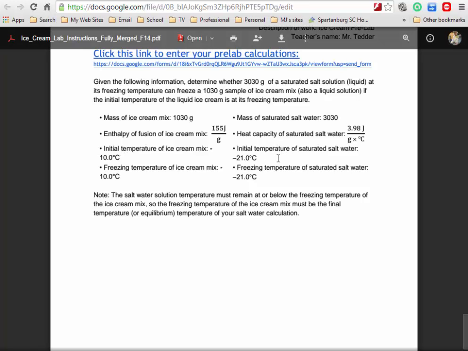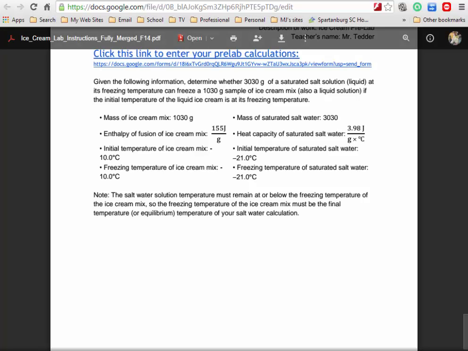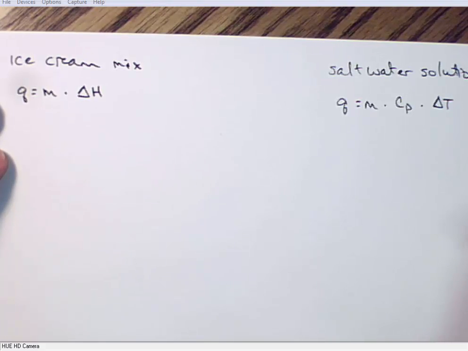The starting temperature of the saturated salt water solution is negative 21 degrees C. Let's back it up and say it this way. As long as the salt water solution can absorb enough energy, enough joules of heat energy, to completely freeze the ice cream mix, then you will have all the capacity needed to freeze the ice cream. So going back to what we're working with on paper, in this particular problem, remember you're going to have a different set of values.